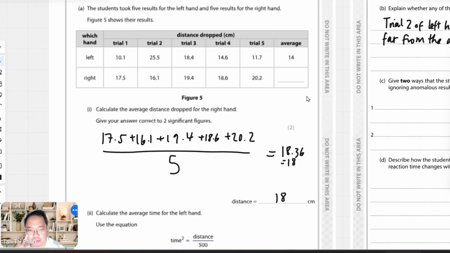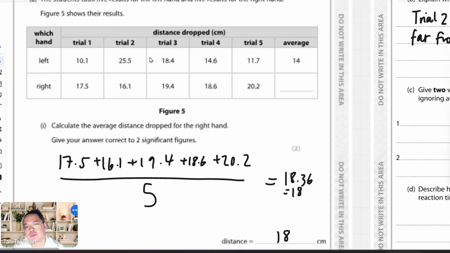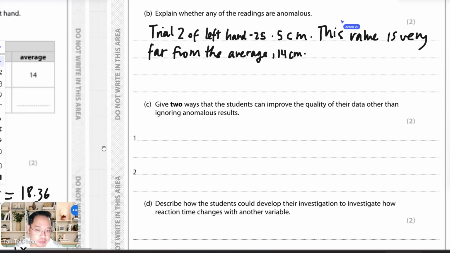So the longer the distance here, for example 18 or 25.5, it means the longer the reaction time of that person. Meaning that the reaction time for the left hand is not as precise as the right hand, or he was distracted. When using the left hand to catch the ruler, he was distracted by something else, like the noise of a car outside, and therefore the time that he reacted and caught the ruler is longer, resulting in a 25.5 centimeter length of the ruler. Okay.